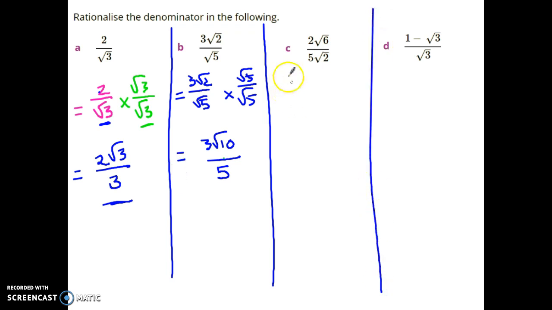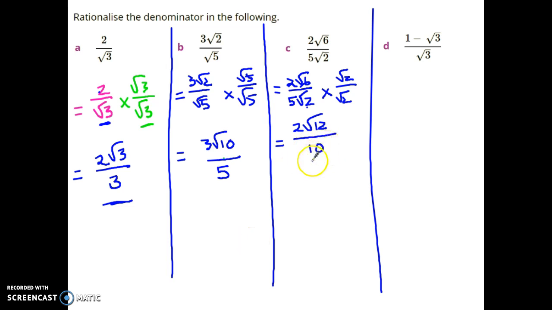This one here. 2 root 6 over 5 root 2. Now I could multiply it by 5 root 2 over 5 root 2, but that's going to make the numbers too big. And then you'll have to look at cancelling down. So still just pick out this surd component. Pick out the irrational component, root 2 over root 2. So I'm going to end up with 2 root 12 over 5 by 2, which is 10.